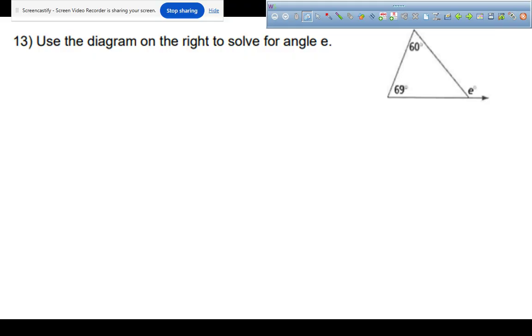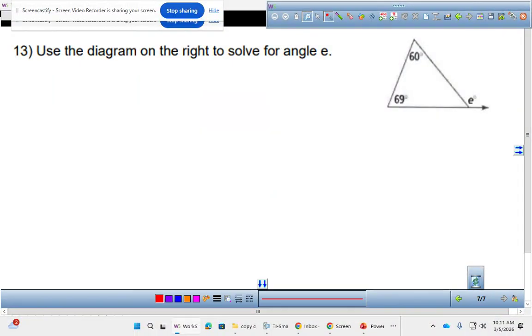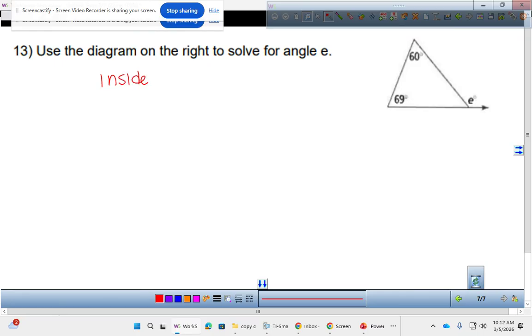Use the diagram on the right to solve for angle E. I know that in a triangle that has an outside angle, the inside angle plus the inside angle equals the outside angle, as long as the inside angles I'm working with aren't next to it. So as long as I'm not working with the one directly next to the E. And I'm not, so this would work out.